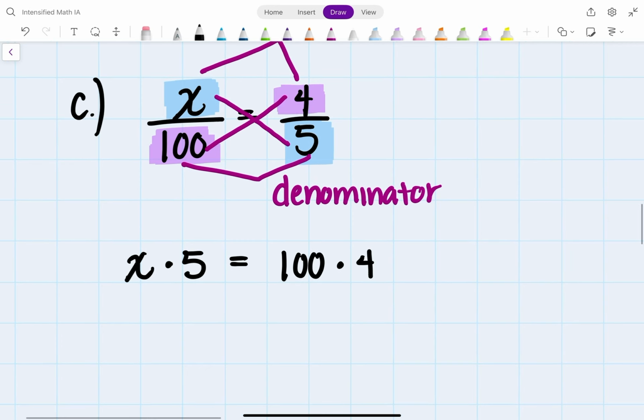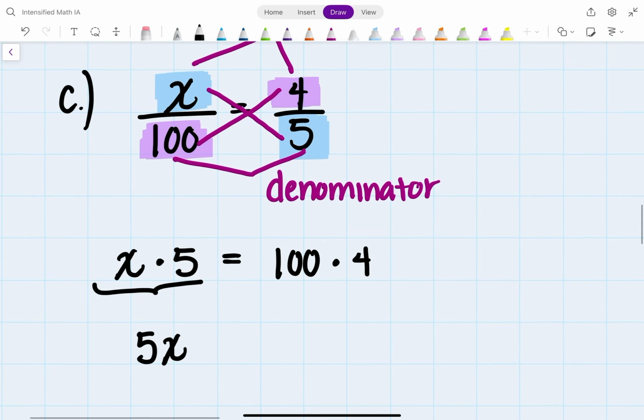All right. Now, from there in this case, guys, once again, x times 5 is going to give me 5x, right? Correct order is coefficient first, then variable. And then we all know what 100 times 4 is. It's going to give us 400 here, 400.